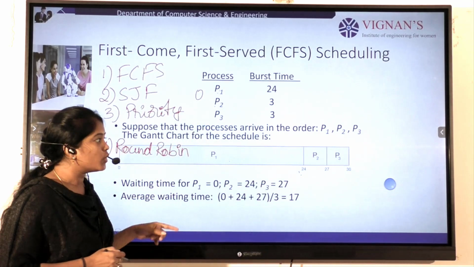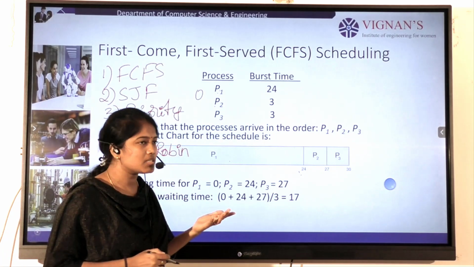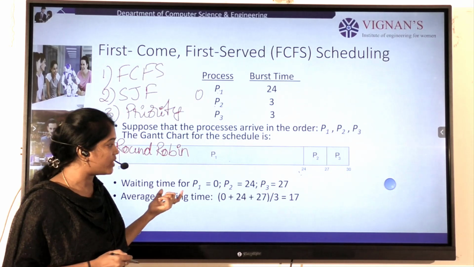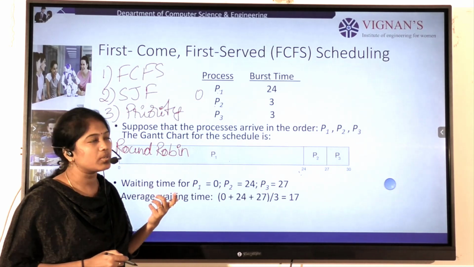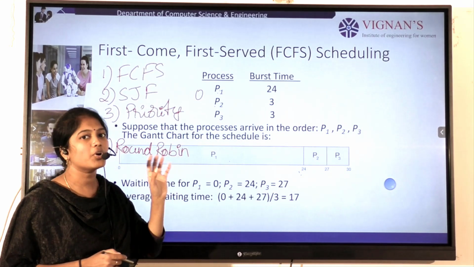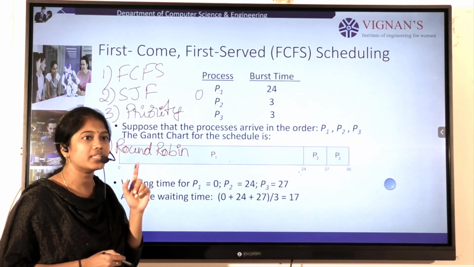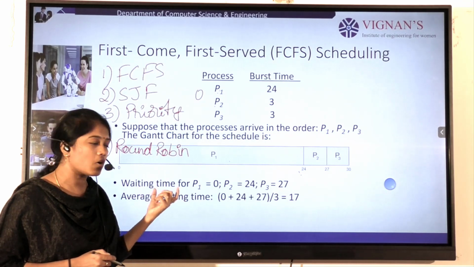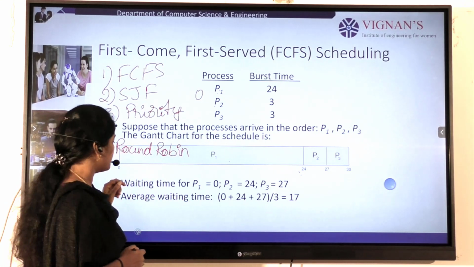Here we have to calculate the different criteria. First one is waiting time. We have to calculate average waiting time. Next one, turnaround time. The total execution time of all the processes should be minimum, and the average waiting time should also be minimum.